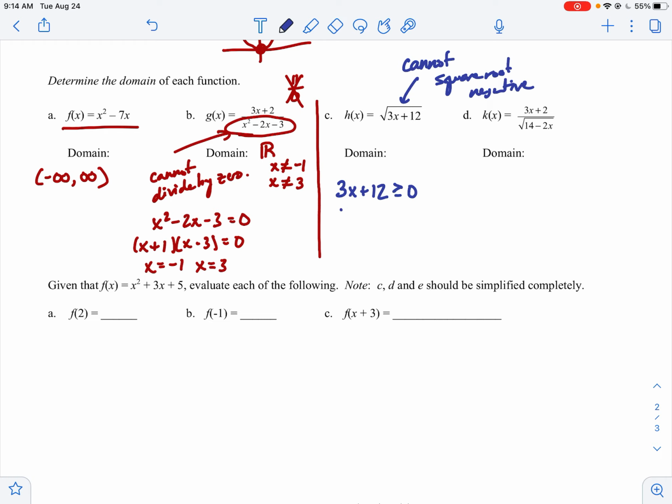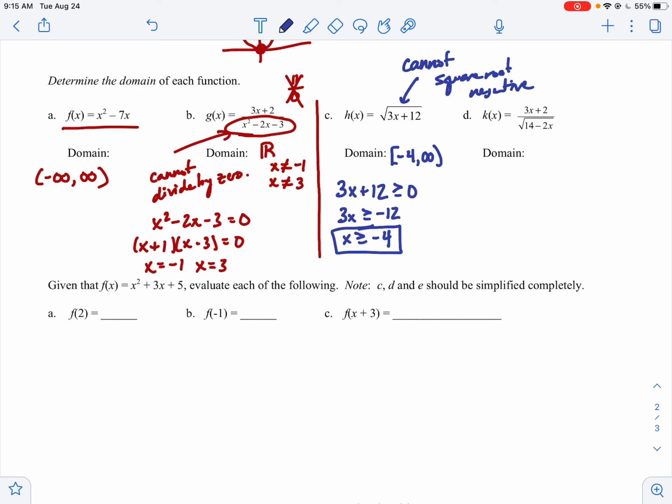So if we solve that, we get 3x is greater than or equal to -12. So x is greater than or equal to -4. And so that actually is our domain then, right? We're saying, hey, you're allowed to plug into this function anything greater than or equal to -4. So that would be the domain then. If I wanted that in interval notation, I could do -4 to infinity. Or you could just leave it x is greater than or equal to -4.